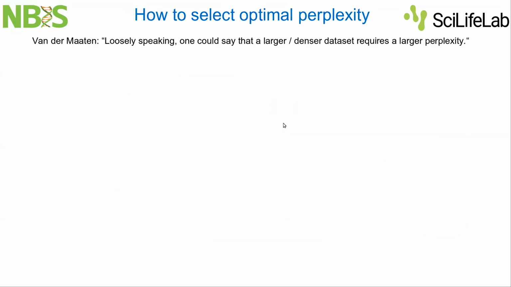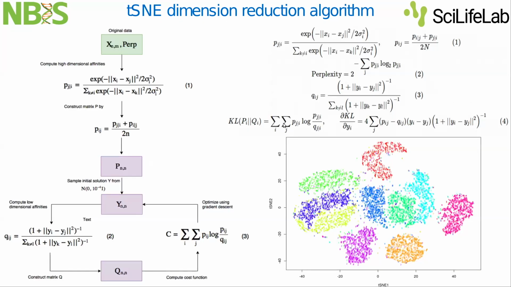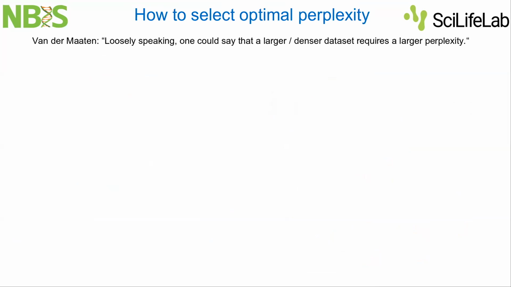Yes, so now the question is, what perplexity is good? People are often concerned and say, well, I don't like that it's a little bit arbitrary, maybe perplexity 50 or perplexity 500, what should I choose? People in single cell realize that, especially for large data sets, they probably need high perplexity. And Laurens van der Maaten, the creator of t-SNE, says on his web page that, loosely speaking, a larger, denser data set requires a larger perplexity, but gives no clear instruction how much larger.